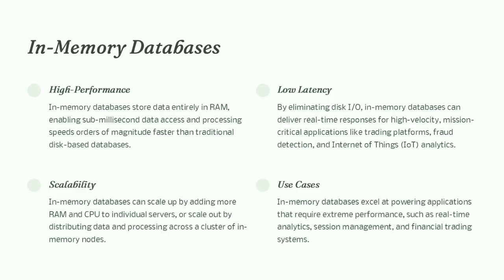In-memory databases store data entirely in RAM, which enables incredibly fast data access and processing speeds, orders of magnitude faster than traditional disk-based databases. By eliminating disk I/O, in-memory databases can deliver real-time responses for high-velocity, mission-critical applications like trading platforms, fraud detection, and IoT analytics. In-memory databases can scale up by adding more RAM and CPU to individual servers, or scale out by distributing data and processing across a cluster of in-memory nodes. They excel at powering applications that require extreme performance, such as real-time analytics, session management, and financial trading systems.